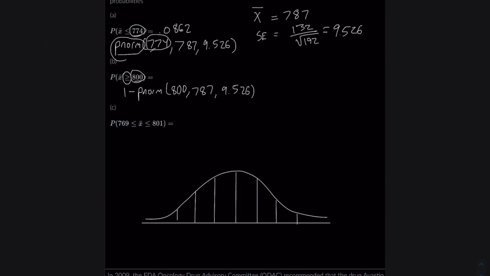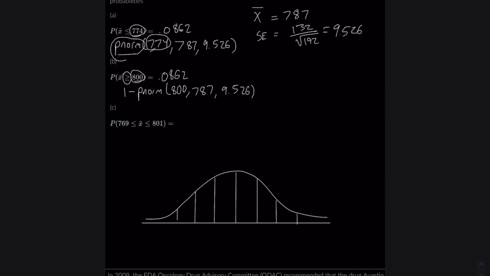9.526. And so if you can see this, 774 and 800 are the same distance away from the middle, and since our normal distribution is symmetric, since it's asking for less than the value on the left and greater than the value on the right, the probability of both of those is going to be the same. So this one is going to be 0.0862.